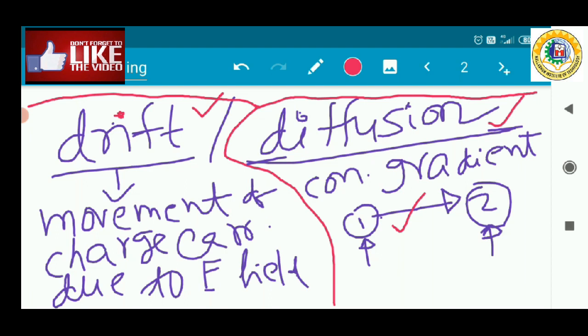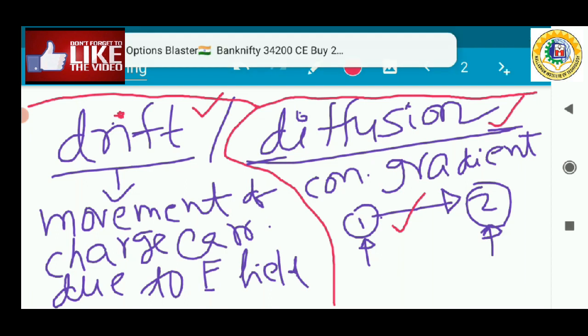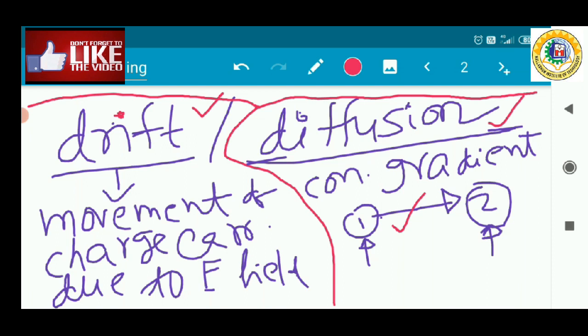Now the temperature gradient is also responsible for this concentration gradient. If the temperature of this side is higher and the temperature of this side is lower, the carriers generated in region 1 will be higher than the carriers generated in region 2. Then a diffusion phenomenon happens inside the semiconductor.